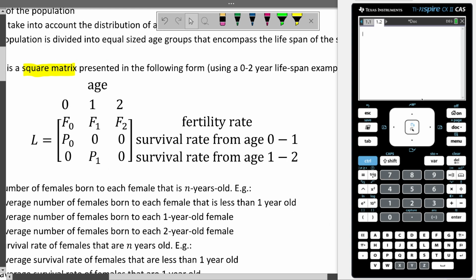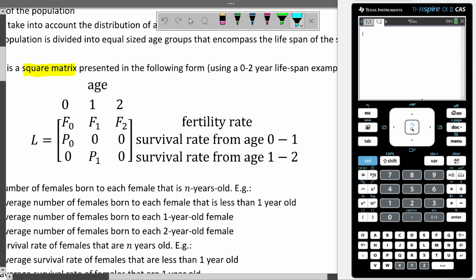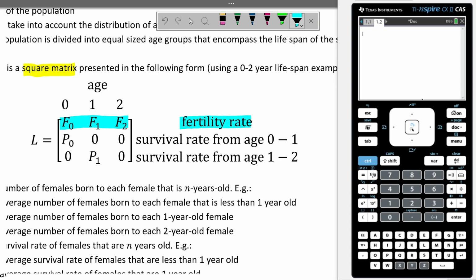All right. You need to get two highlighters out. Two highlighters, please. And the first thing you're going to highlight in one color is this. That first row is giving you the fertility rate. The fertility rate. Another word for fertility rate is birth rate. Remember, the Leslie matrix is telling us about population growth. And a major thing that impacts population growth is how many babies everyone is having. So that's the first thing we're going to consider. How many babies is everyone having?